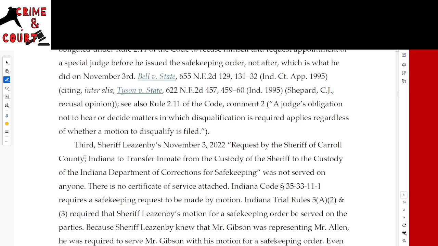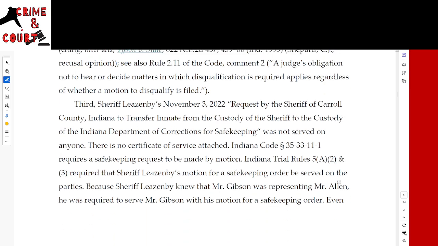All right. So third, Sheriff Lesenby's November 3rd, 2022 request for the Sheriff of Carroll County, Indiana to transfer the inmate from the custody of the sheriff to the custody of the Indiana Department of Corrections for safekeeping was not served on anyone. There is no certificate of service attached. Indiana Code 35-33-11-1 requires the safekeeping request to be made by motion. Indiana Trial Rules 5(A)(2) and (3) required that Sheriff Lesenby's motion for a safekeeping order be served on all the parties.